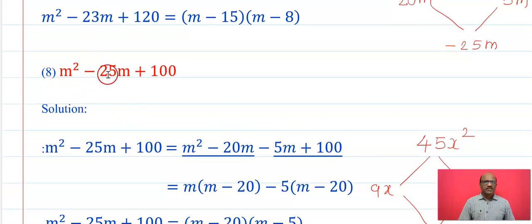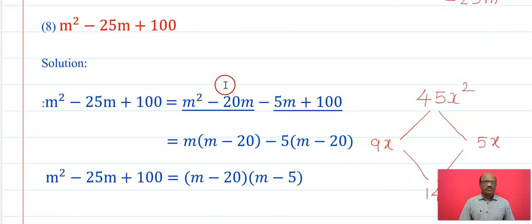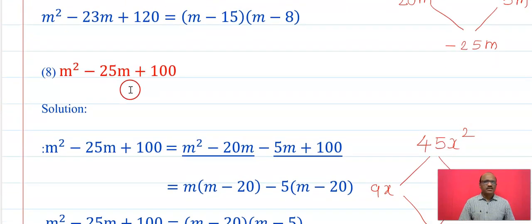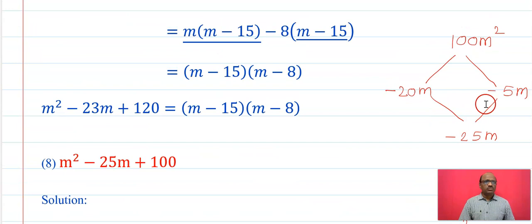m square minus 25m plus 100. Now the product of the first and last term is 100m square. What about the middle term? The middle term is minus 25m. Then which two terms are there whose sum is minus 25m and whose product should be 100m square? Minus 20m and minus 5m. Minus 20m and minus 5m means what?